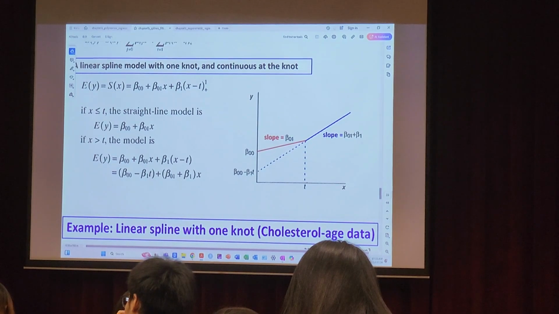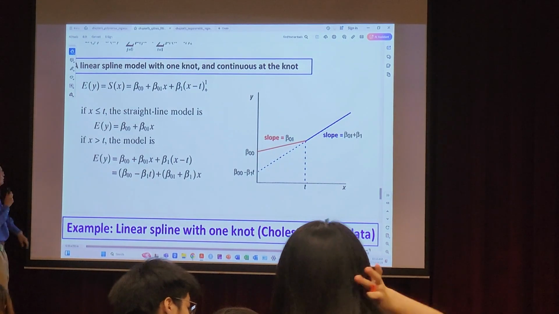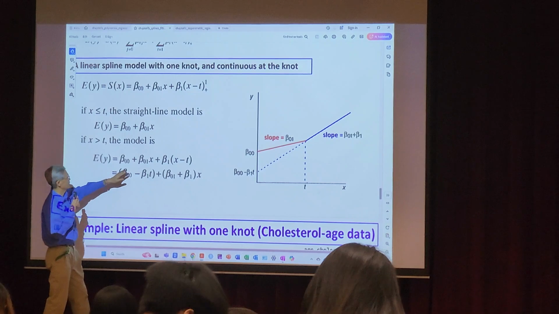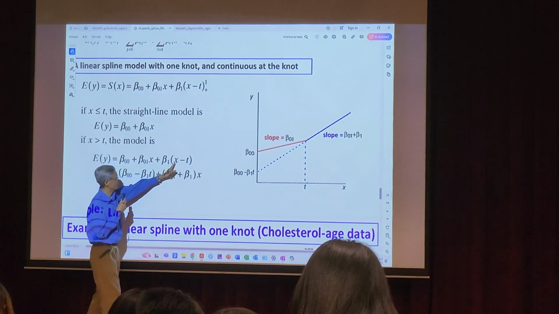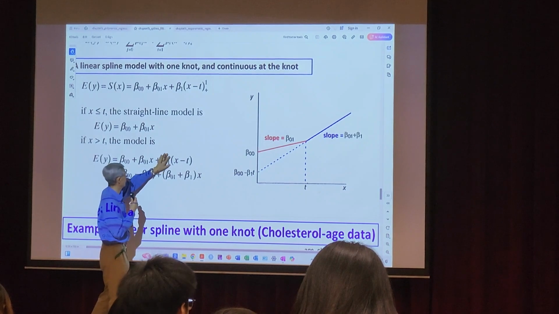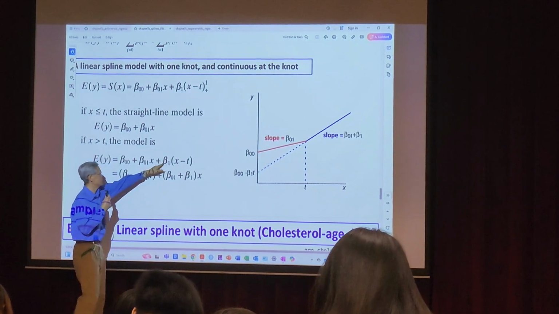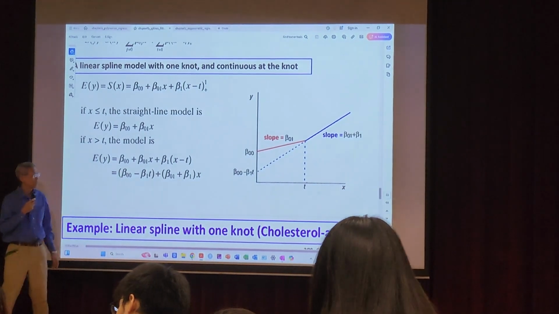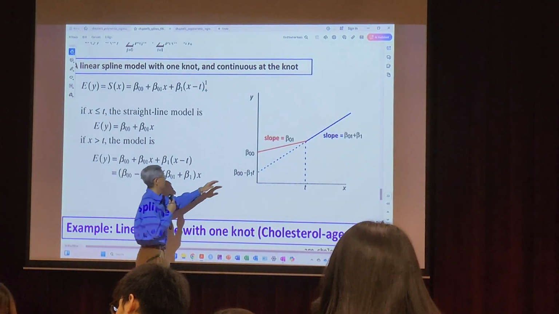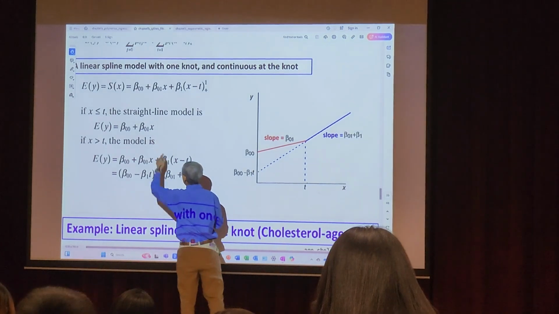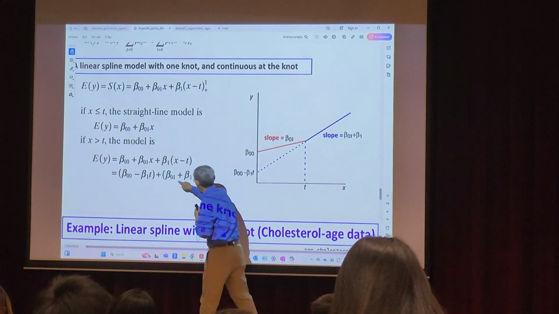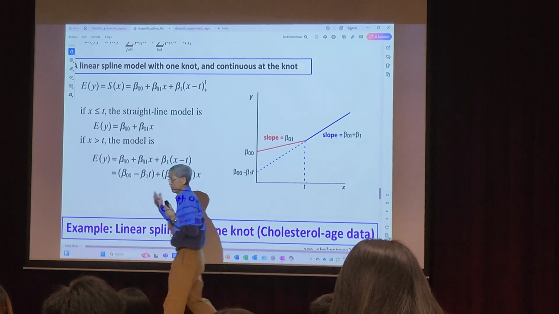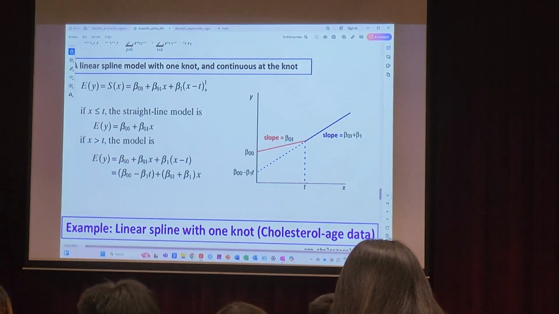For x less than t, you have this model. For x greater than t, you have this model. When x approaches t from the right hand side, this part disappears. So there is no discontinuity at beta 1. And if you fit it, you get two lines. One with slope beta naught 1, another one with slope beta naught 1 plus beta 1. So that's what happened. Okay?